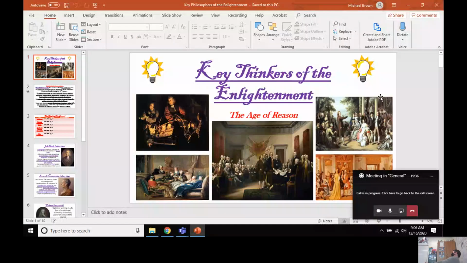Again, talking about the Enlightenment, aka the Age of Reason when combined with the Scientific Revolution. Today, we are going to do a little chart over some of the main philosophers or thinkers that you read about yesterday. Take a few notes. It's really not going to be that bad. The PowerPoint's only like 8 or 9 slides.